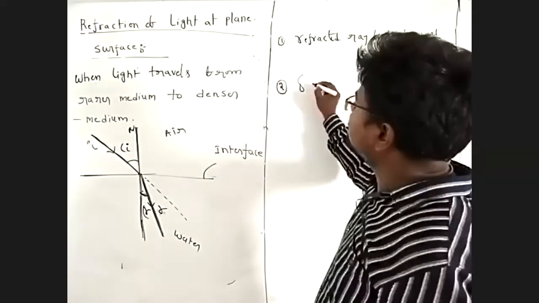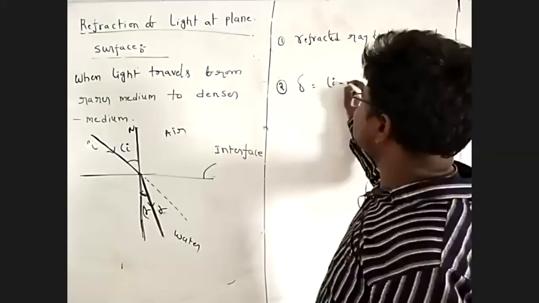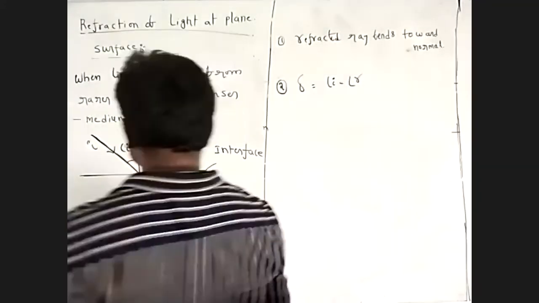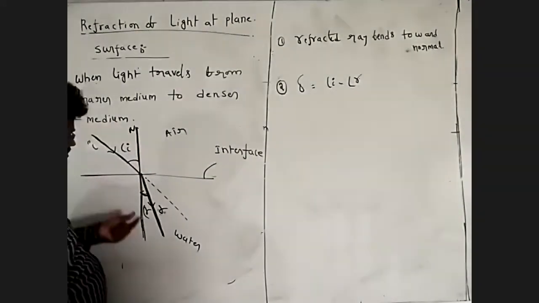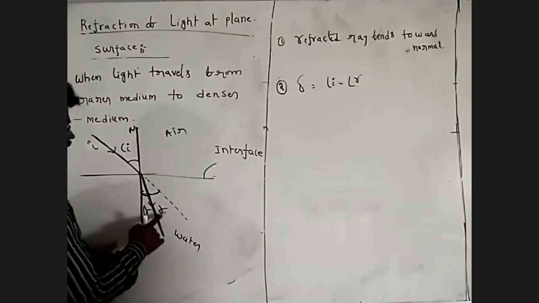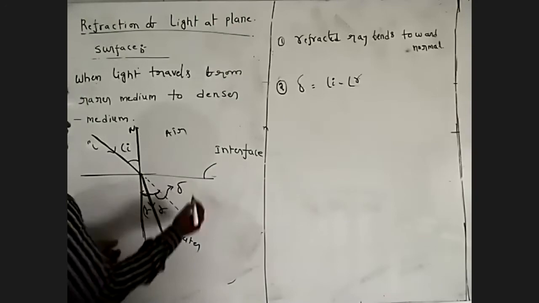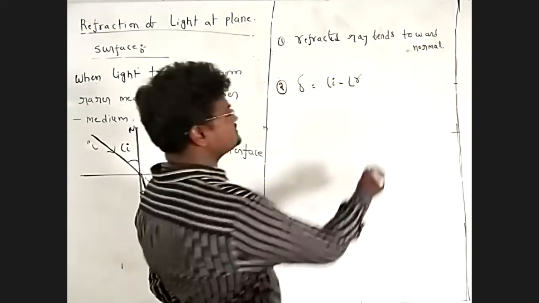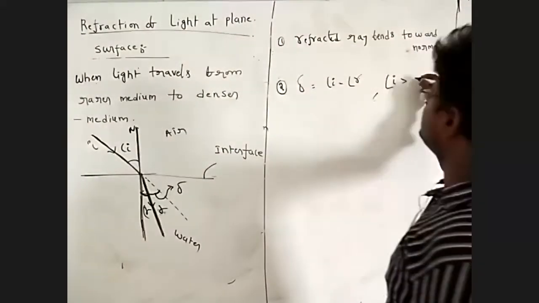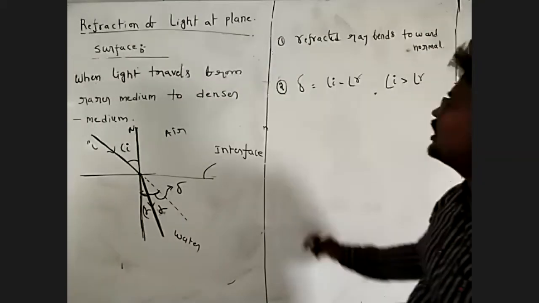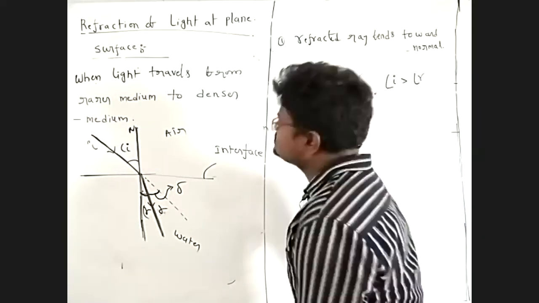Deviation is the angle of I minus the angle of R. This is the angle of incidence, this is the angle of R. This is the deviation, the angle between them. Deviation is equal to angle of I minus angle of R. The reason is that here, the angle of I is greater than the angle of R. Now, third point.